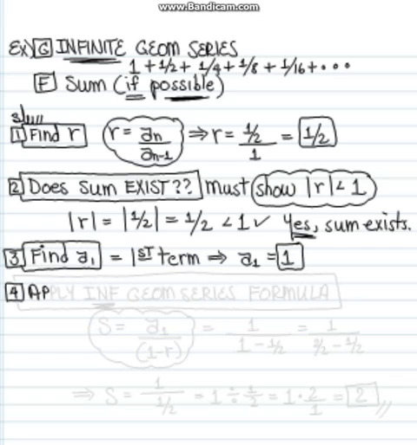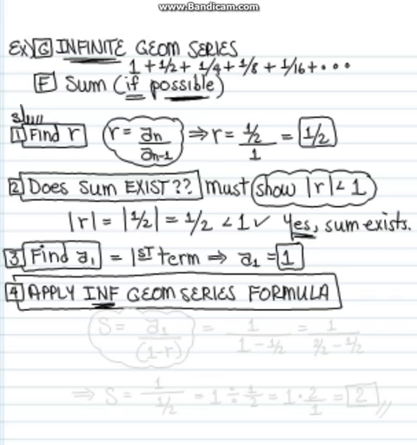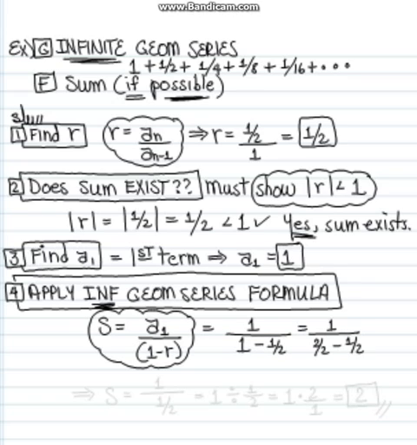Finally, step 4, we can apply the infinite geometric series formula for the sum of infinitely many geometric terms. That formula, you recall, is capital S equals a sub 1, the first term, divided by 1 minus the common ratio. Let's plug our values in. It's equal to 1 over 1 minus 1/2. Get a common denominator on the bottom, so it's 1 over 2 over 2 minus 1 over 2. So our sum is 1 over 1/2, but dividing by 1/2 is the same as multiplying by the reciprocal, 2 over 1. So it's 1 times 2 equals 2.